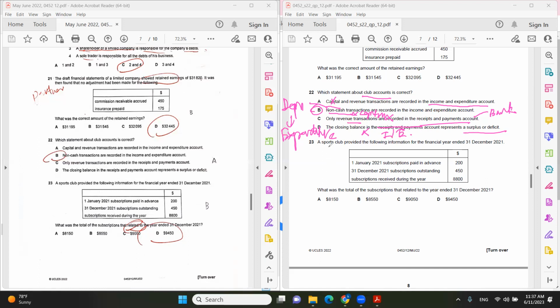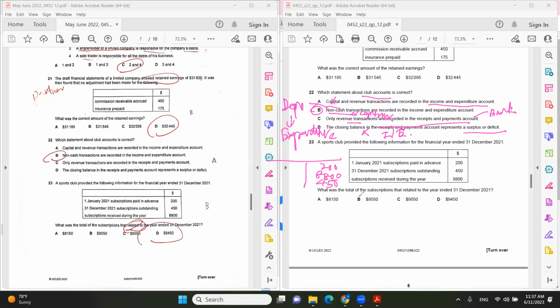Okay, 23. A sports club provides the following information for the financial year ended 31st December. What was the total of the subscription? Okay, we open the subscription account. 1st January, subscription paid in advance. Paid in advance is a liability, which means we are owing the member. Subscription outstanding means this is our asset. Balance CD is in here. Subscription received during the year: bank receives money, subscription account gives out the money, which is in the credit side. So these 3 items are in the credit side.